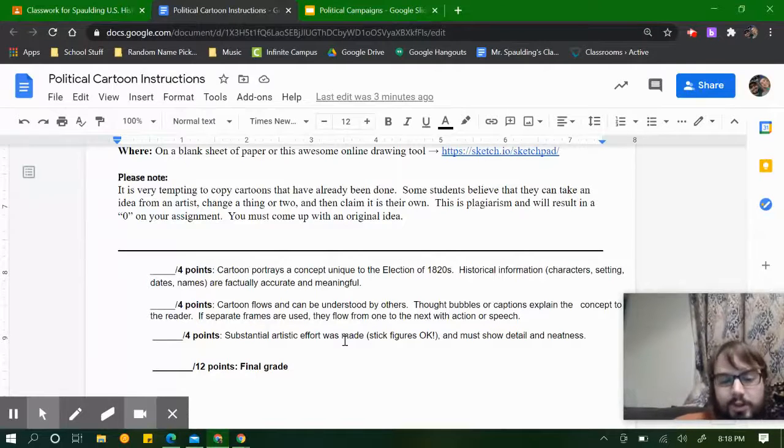Okay? Now, if you're not sure what political comics look like, take a second, Google some political comics. Okay, get your idea going. Then make sure it's your own idea, not something you saw. Okay? And you guys can take a look at how the grade's broken down there.